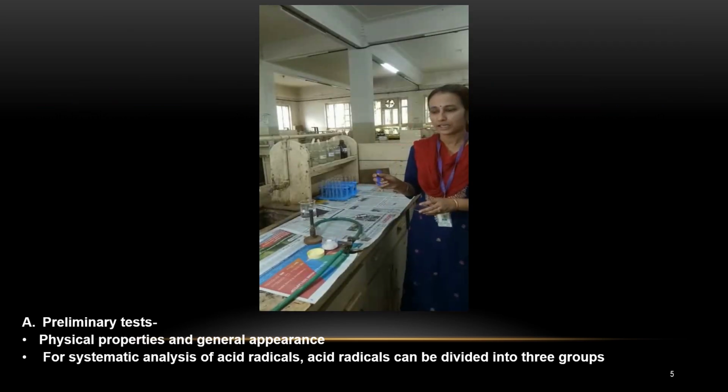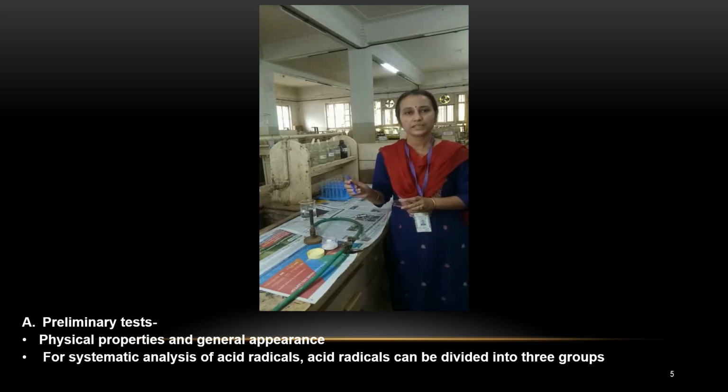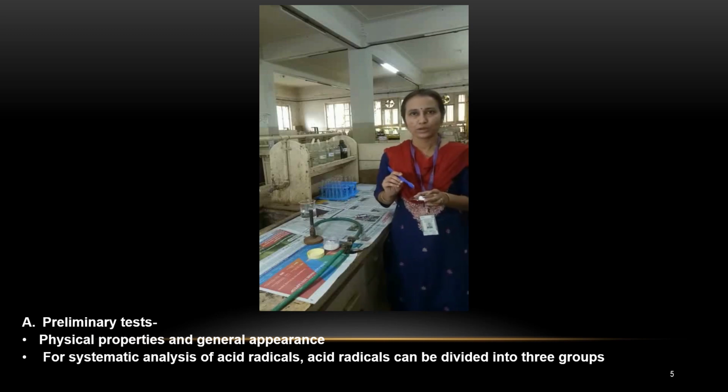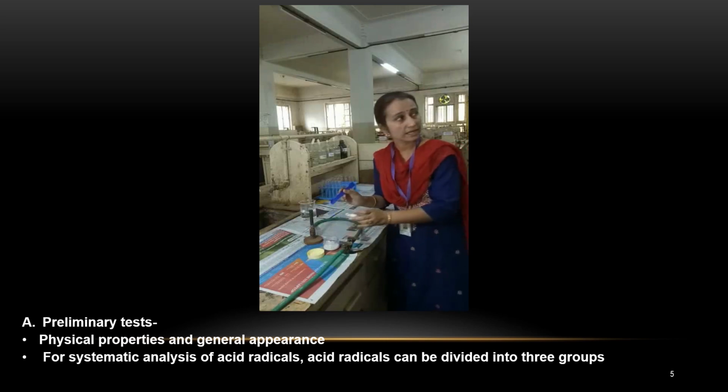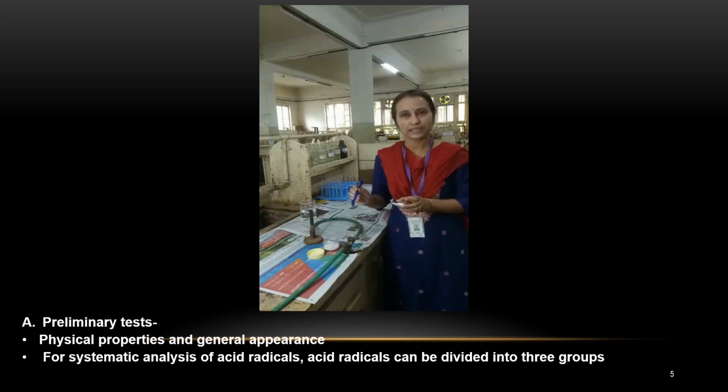First is the preliminary test. Preliminary test involves the general appearance and physical properties like color and nature of the given salt. These tests are not conclusive, but sometimes they give quite important clues for the presence of acidic radicals. For systematic analysis, the acidic radicals are divided into three groups: Group 1, Group 2 and Group 3.